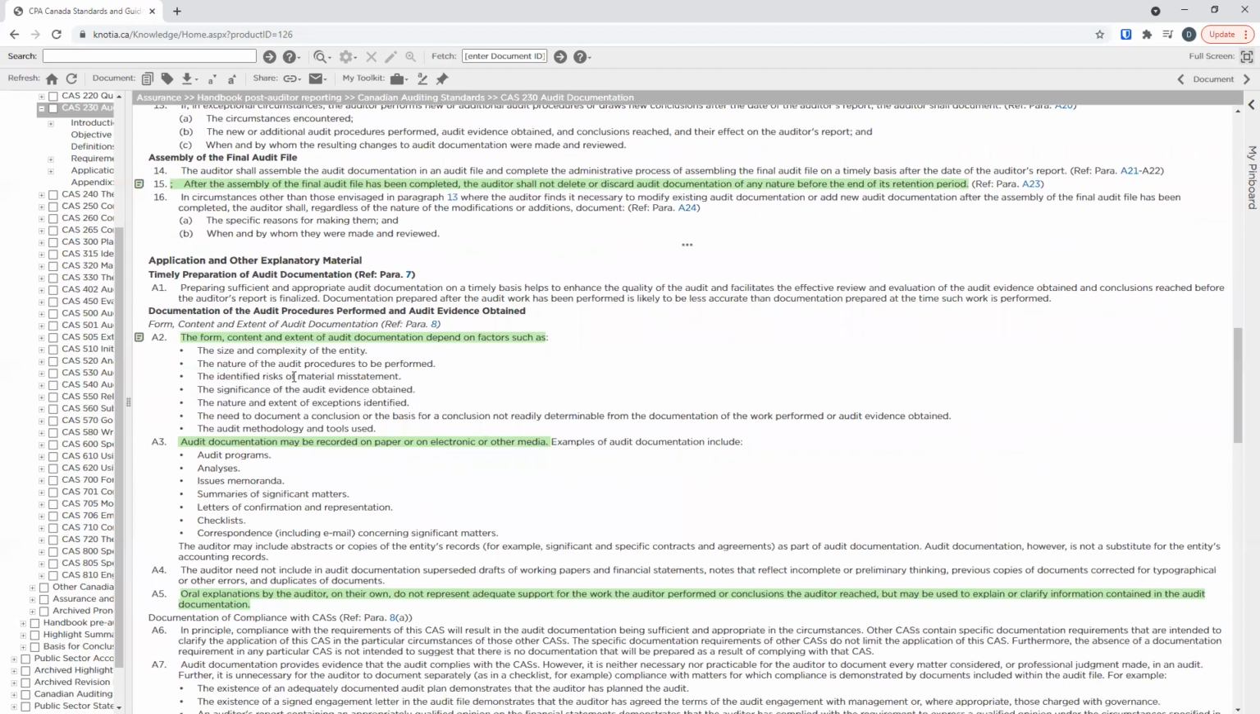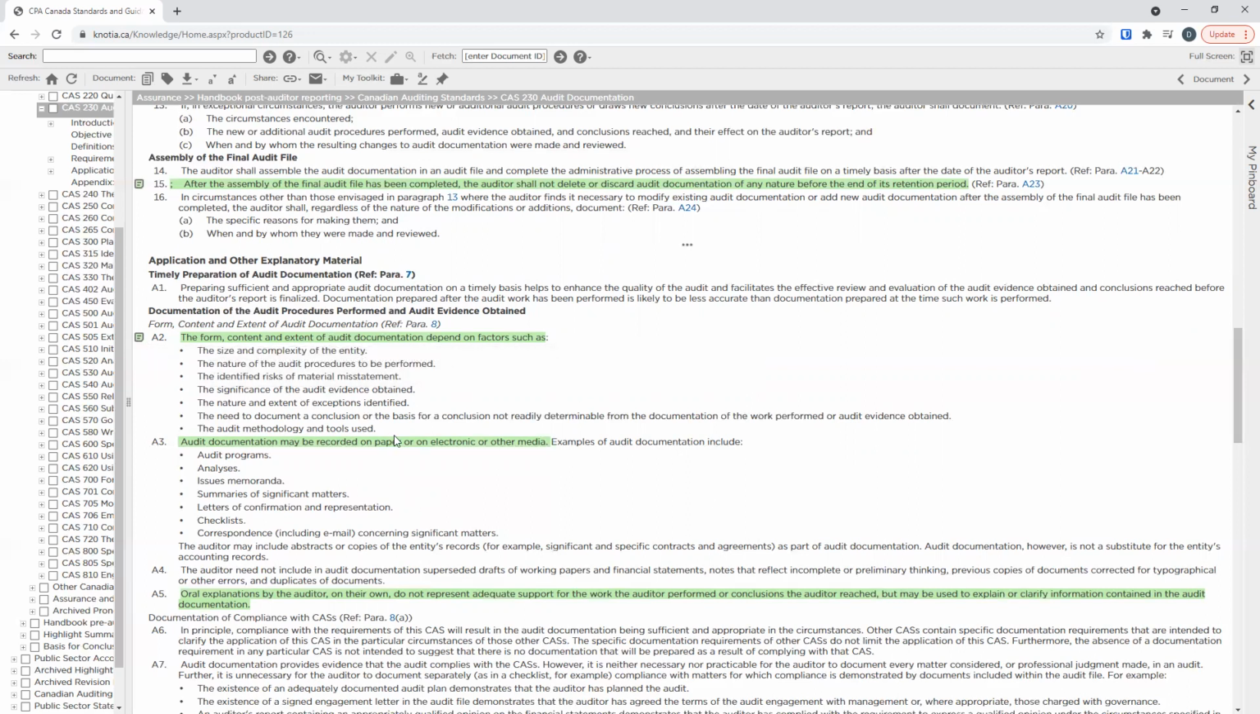Now, if you have never done an audit or do not have assurance experience, it is good to read through this. Usually it is always said that the form, content, and extent of the documentation is required. Nowhere does it state exactly what needs to be stored as a part of documentation. It always says that it's based on the auditor's professional judgment. So here are some factors. What drives that professional judgment?